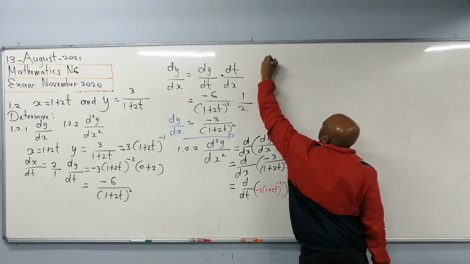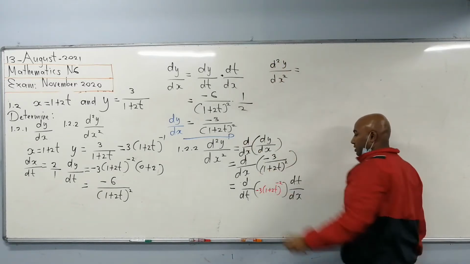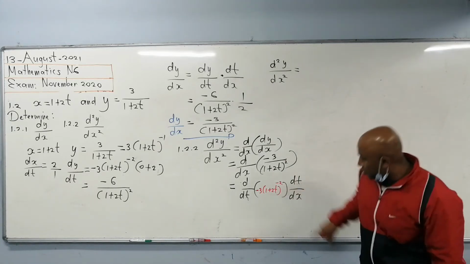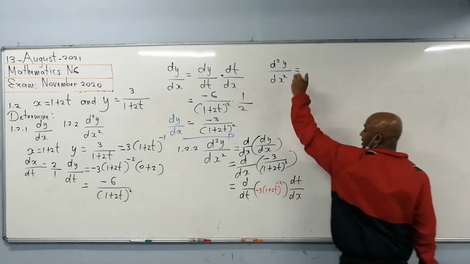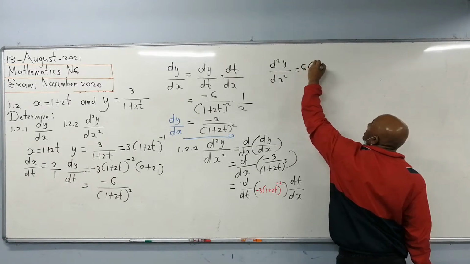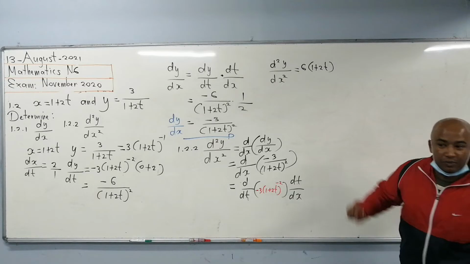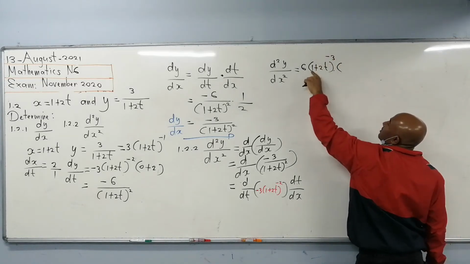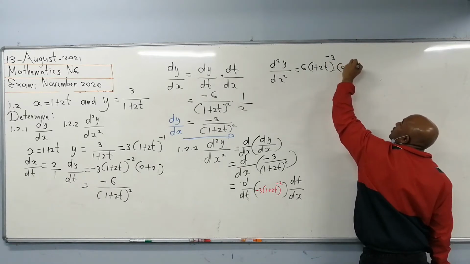Alright, so we got our d squared y over dx squared. I can differentiate this with respect to t. Minus 3 times minus 2 will give me a positive 6, and that's going to be 1 plus 2t to the power of minus 2 minus 1, which gives minus 3. The derivative of 1 is 0. The derivative of 2t is 2.